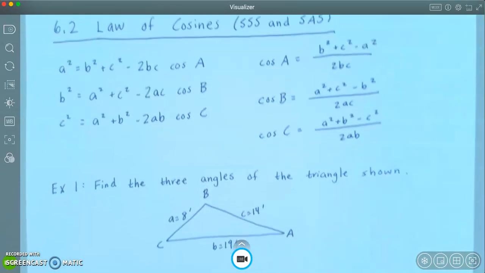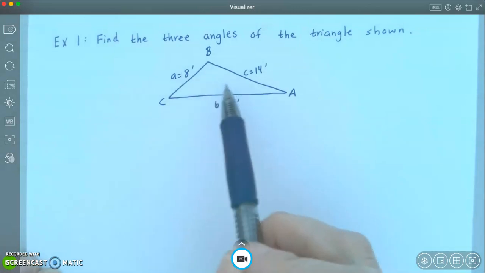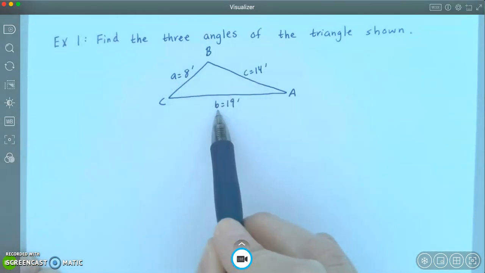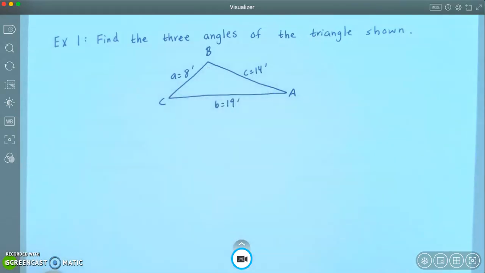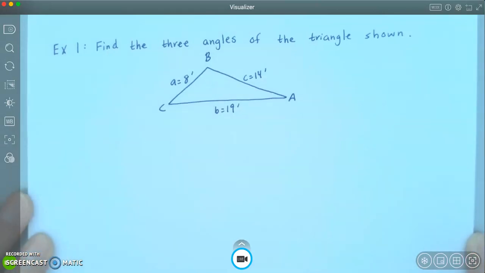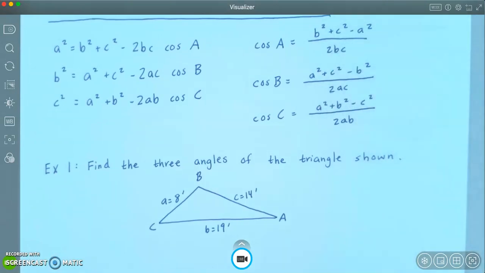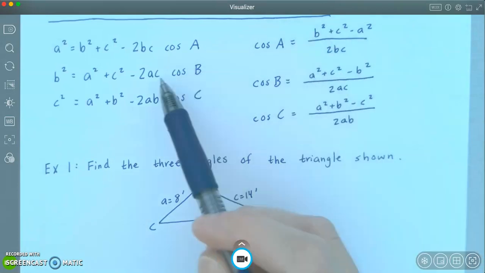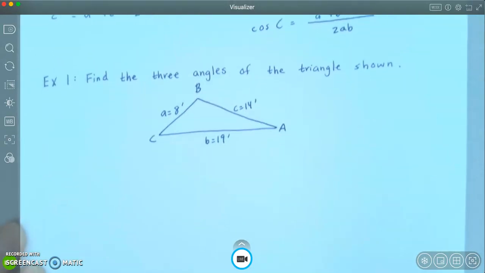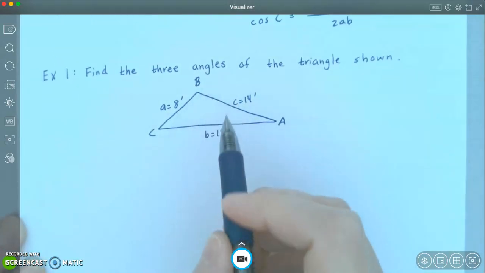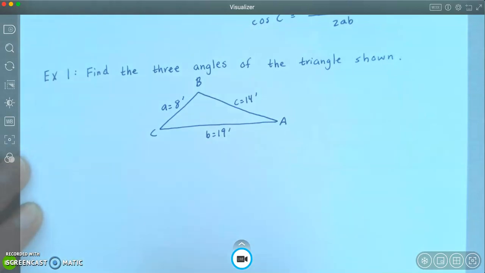So let's go ahead and try an example. In this example, we have a figure given to us. We have a triangle drawn out. So we have all three sides. Side A is 8 feet, side B is 19 feet, and side C is 14 feet. And we need to figure out what all of those angles are. So because we have angles that are unknown, I'm going to use these formulas. And again, these are just a rearranged version of this. You don't have to, but I like to find the largest angle first. So if I look at the largest side, I'm going to go ahead and find angle B first and just get that obtuse angle out of the way.